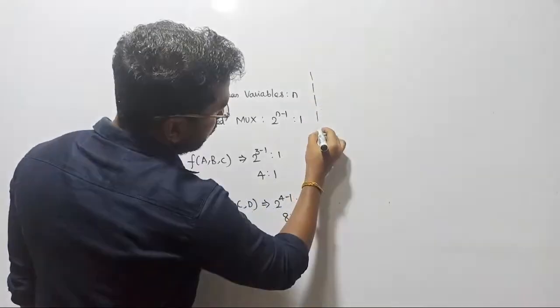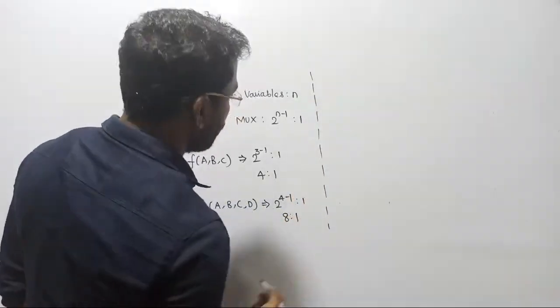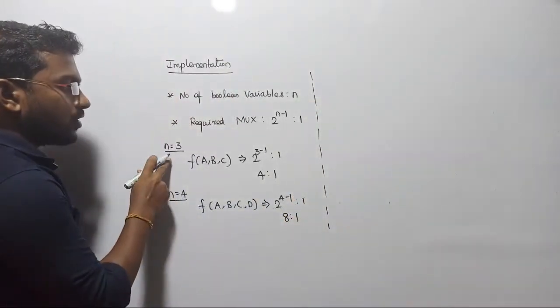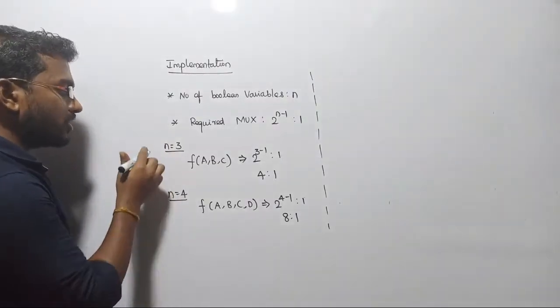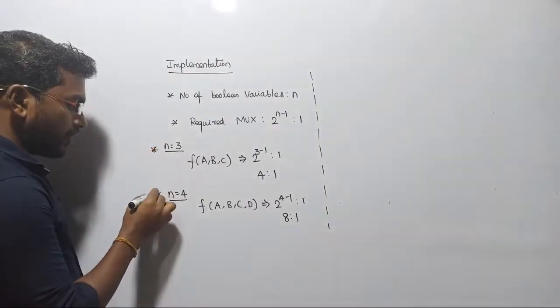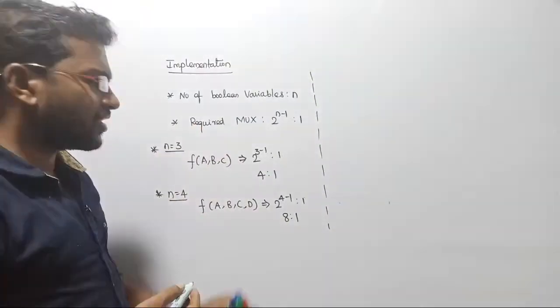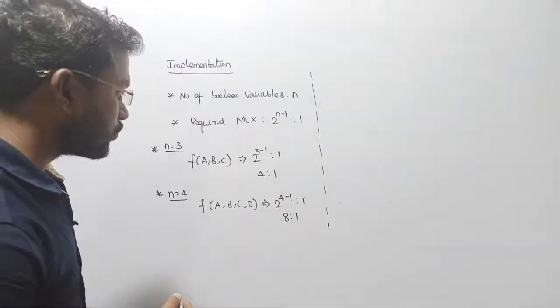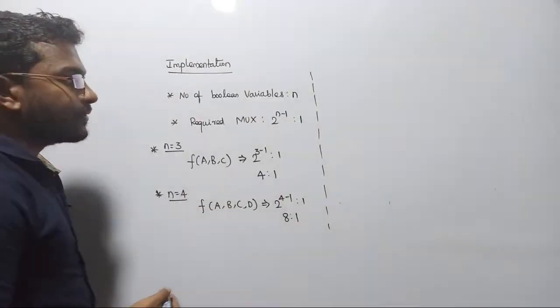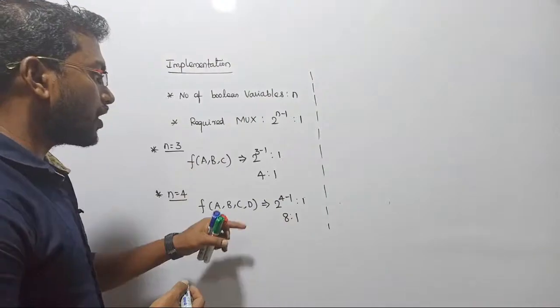Let me take some example for your better understanding, then you will come to know, right? So let us realize n equal to 3, and then we will take 4. These are the two types of questions that you are going to face in your exam. Either you might be requested to implement a 4 cross 1 mux or an 8 cross 1. This is the maximum type of question that you are going to face, right? That's why I took these two as examples. Fine. Let's start our journey with the 4 cross 1 mux.